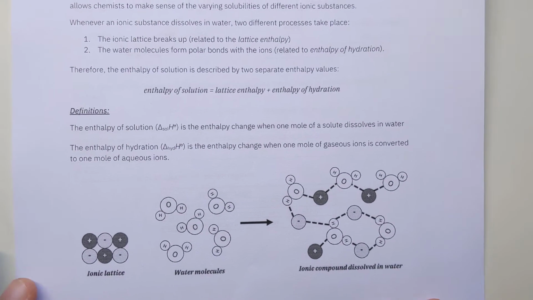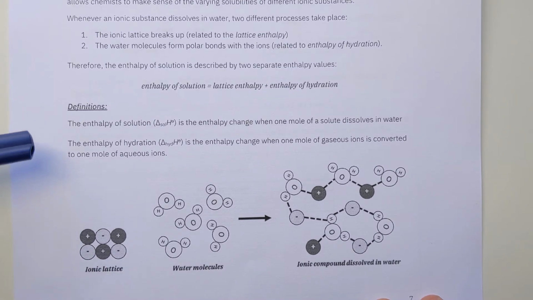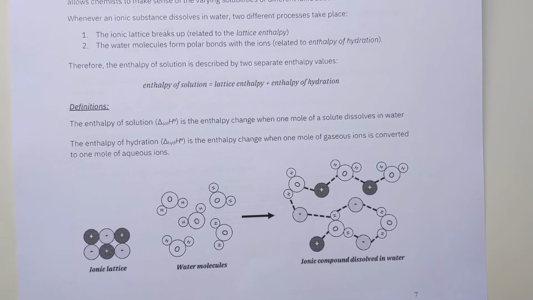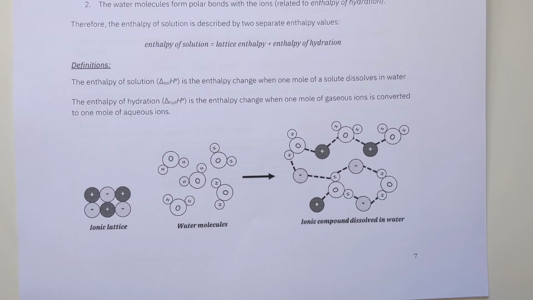To go alongside that discussion, you've got two new definitions here. The enthalpy of solution is the enthalpy change when 1 mole of a solute dissolves in water, and the enthalpy of hydration is the enthalpy change when 1 mole of gaseous ions are converted into 1 mole of aqueous ions. Just one more thing to mention about the diagram at the bottom. In terms of why some ionic substances are soluble and why some are not, it really is the balance of those two factors.